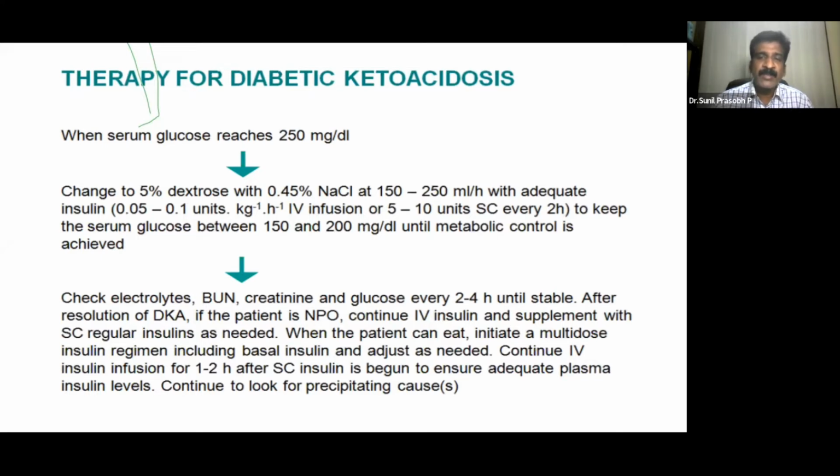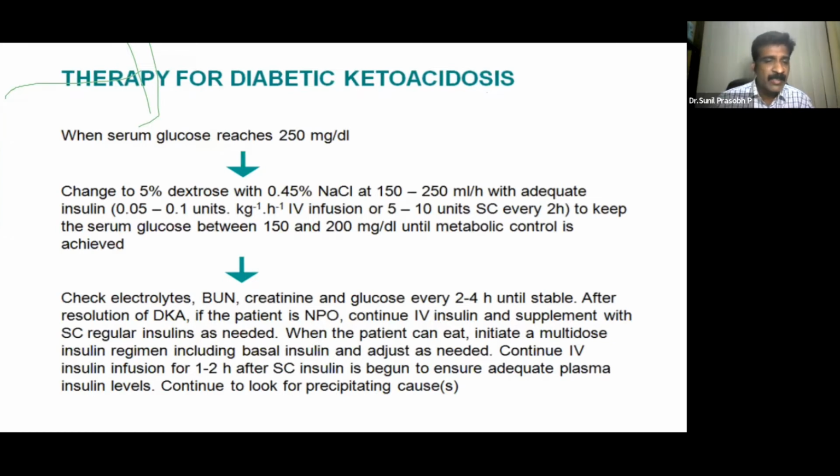The most important point that all of us should understand is the transition from IV fluid to subcutaneous insulin. When can we transition from IV to subcutaneous insulin? Once the patient can eat, can take oral feeds, once the acidosis gets corrected, once the blood glucose reaches 250 to 200 milligram percent, we can transition from an IV route to a subcutaneous route. But the most important point is that there should be an overlap period. Once you start subcutaneous insulin, you should continue the IV infusion for at least 1 to 2 hours. Otherwise, there is always a danger of rebound ketosis and such problems.